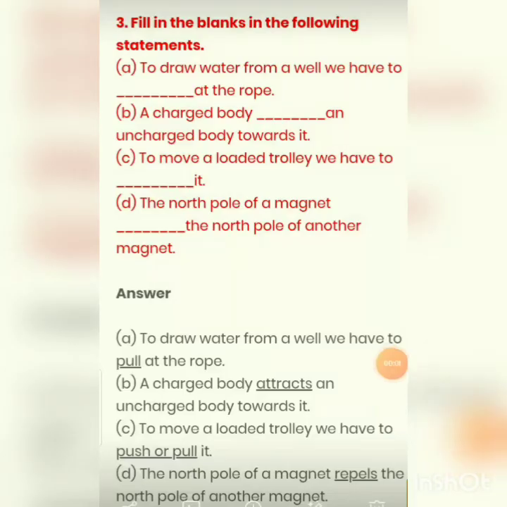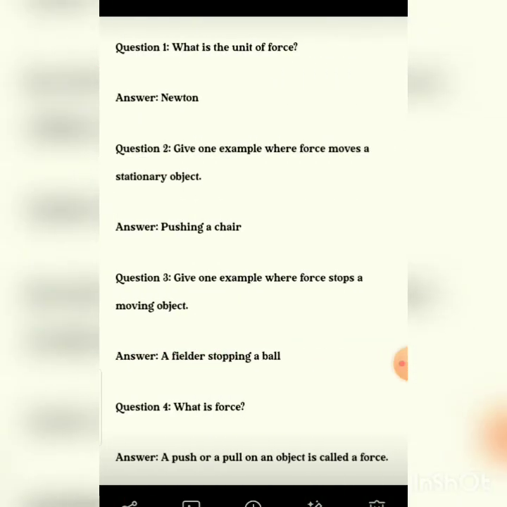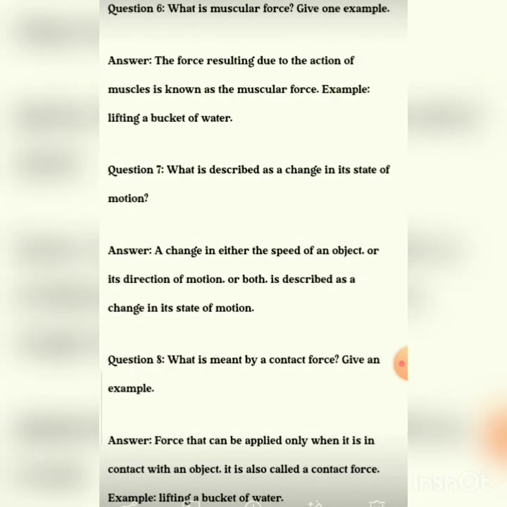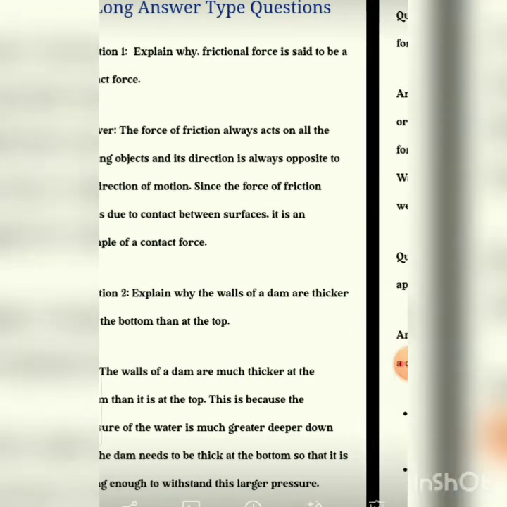This is the fill in the blanks which you are going to write down in your science notebook. Then these are the one word question answers which you are going to write down in your science notebook. This is the long answer type question. Even this you are going to write down in your science notebook.